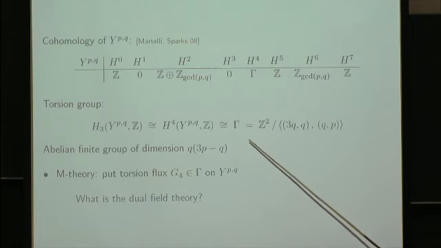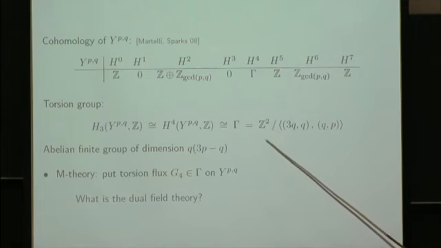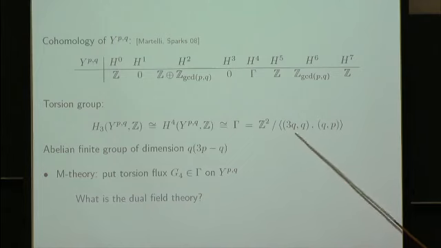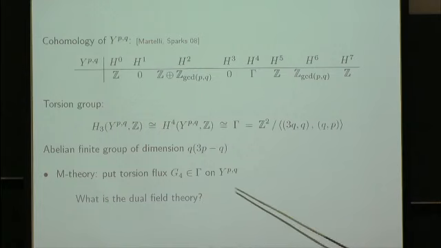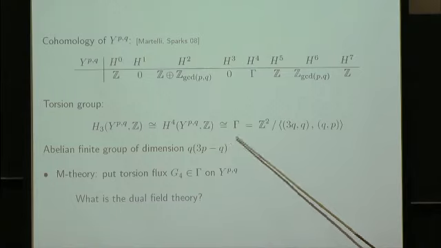So this is a finite abelian group, which is obtained if we take a lattice in Z^2, so a two-dimensional lattice, and we mod out by two identifications. So it's a sort of torus inside this Z^2. This is our torsion group, and it has some number of elements, which is this one. So in particular, it means that in M-theory we can put a torsion flux taking value in this group, and for each of these choices we should get a different field theory.